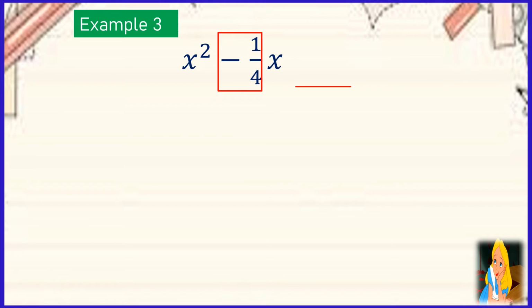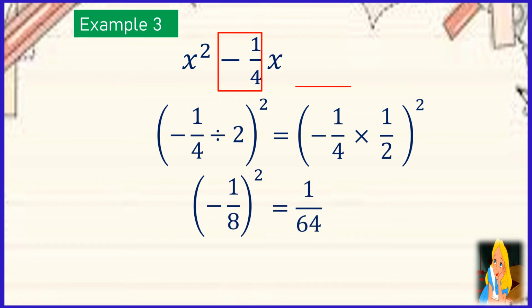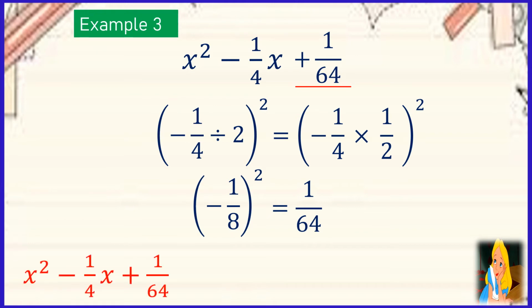Now let us have example number 3, x squared minus 1/4 x. In here, we have the coefficient of the middle term, which is equal to negative 1/4. Then we are going to divide it by 2 and then square it. From here, we can apply the rule in dividing fractions. So we get the reciprocal of the divisor, 1/2, and then we proceed to multiplication. So negative 1/4 times 1/2 is equal to negative 1/8. Then we are going to square it, which is equal to 1 over 64. So our constant term or last term is equal to plus 1 over 64. So we have the perfect square, x squared minus 1/4 x plus 1 over 64, which can be written as (x minus 1/8) squared.